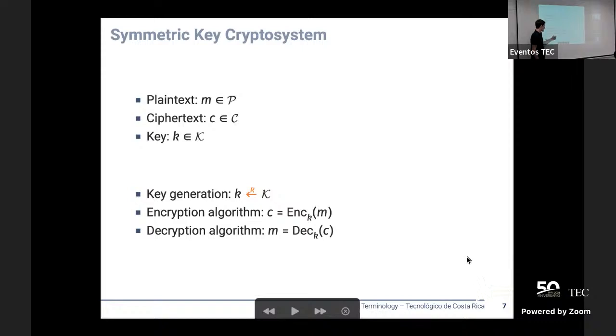The decryption algorithm, of course, is always deterministic, or actually there are also some exceptions there, but we won't cover those. So for this class, you can assume that the decryption is always deterministic. So if we have a ciphertext and a key, then we get back the message.